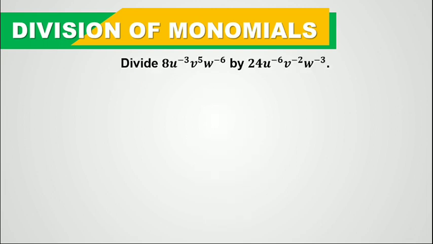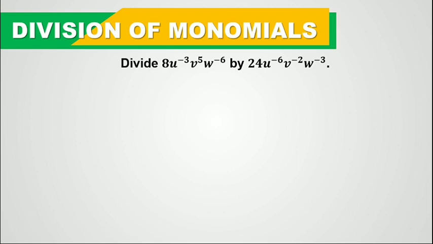What about this? What if the exponents of the variables are negative, and then we're going to divide it by a monomial which also has variables with negative exponents? So let's try to divide 8u to the power of negative 3, v to the power of 5, w to the power of negative 6 by 24, u to the power of negative 6, v to the power of negative 2, w to the power of negative 3.